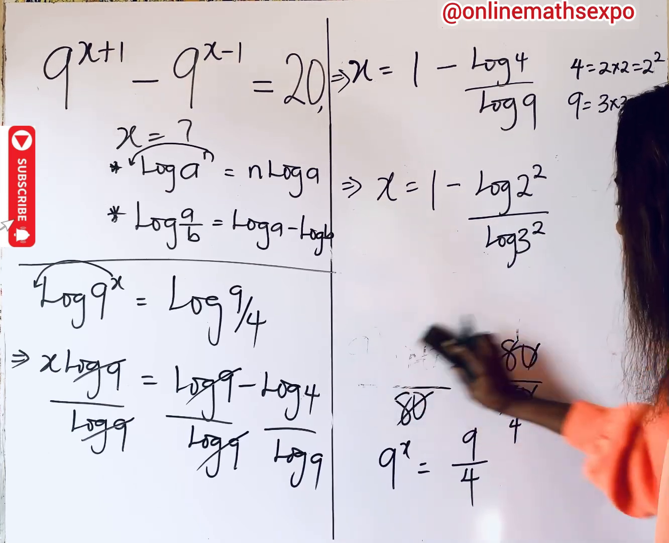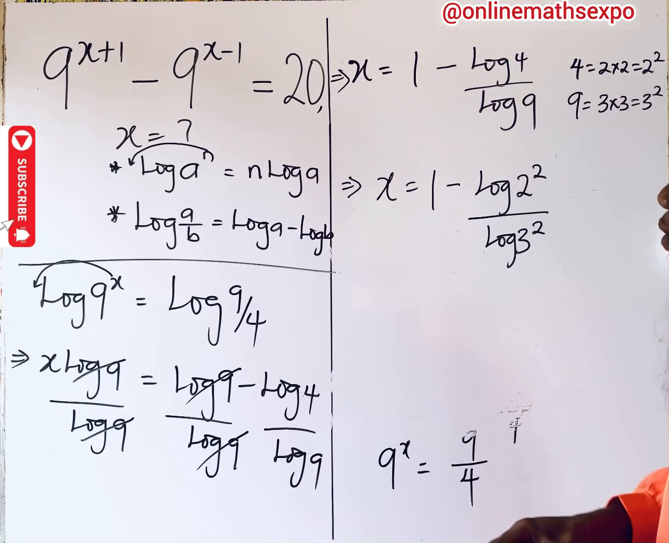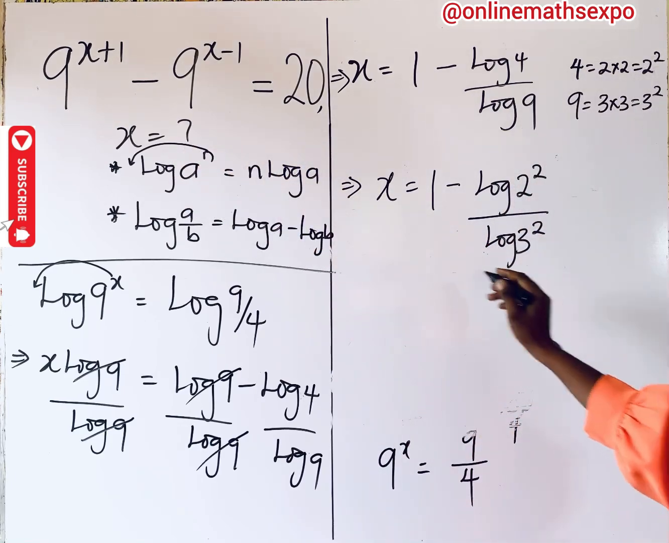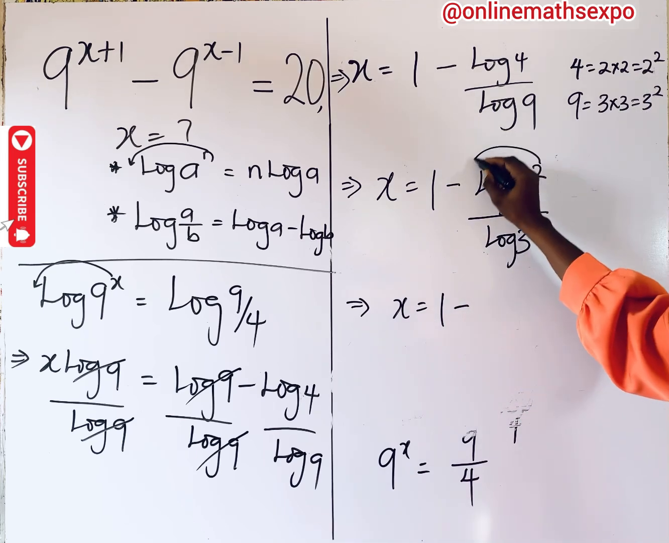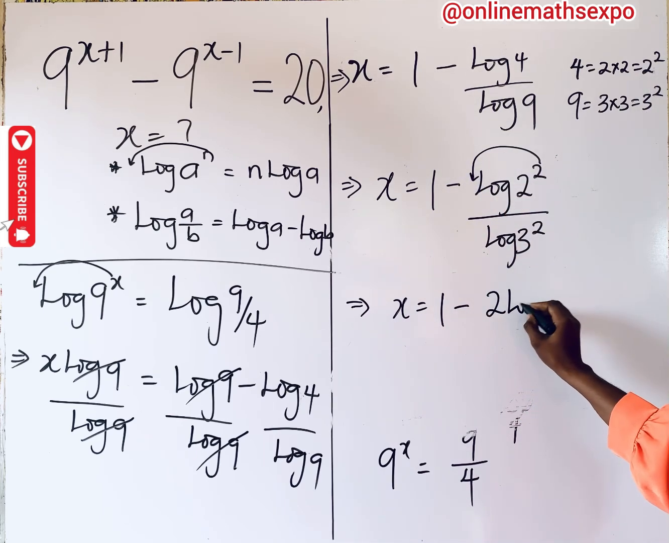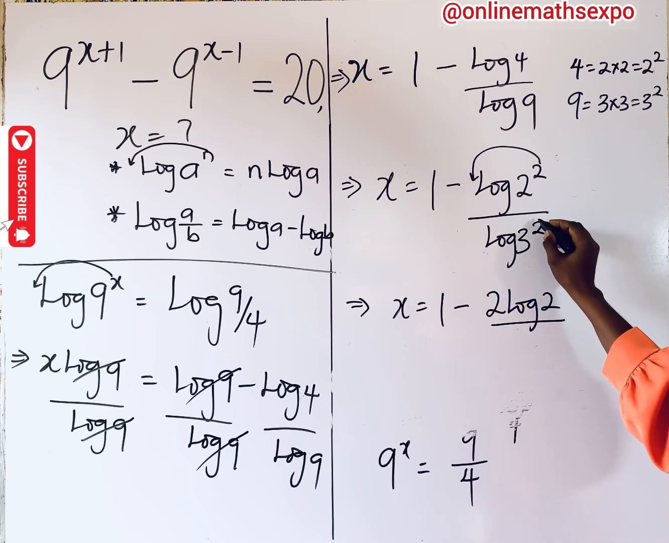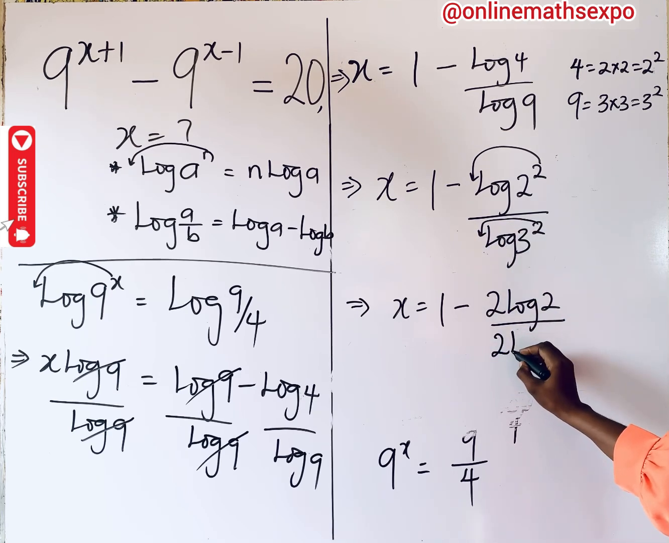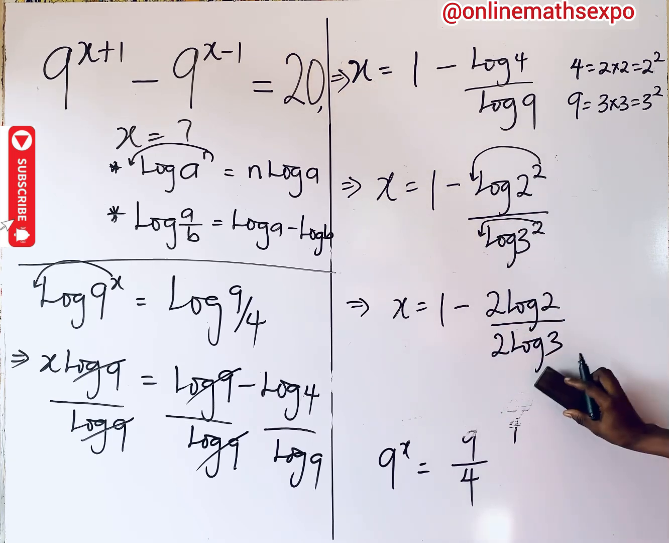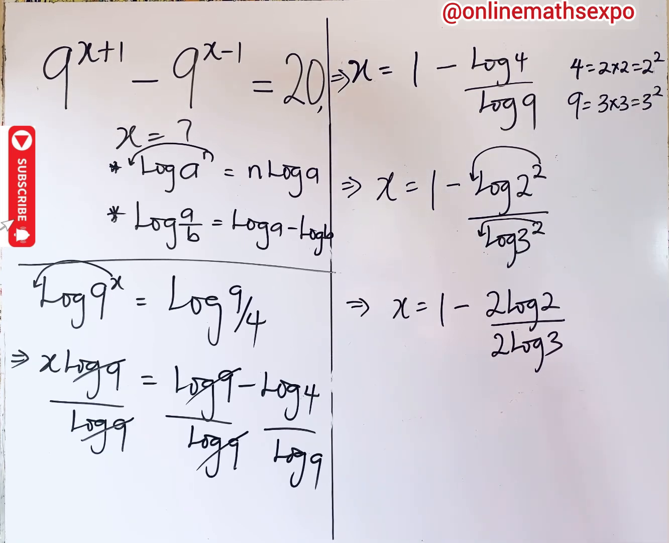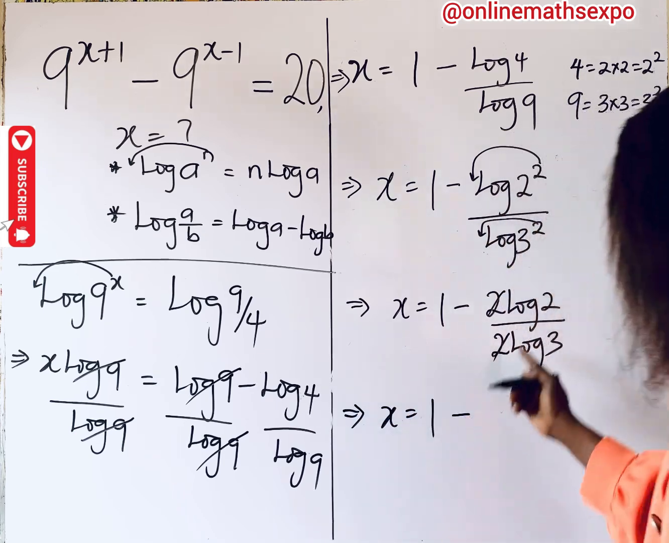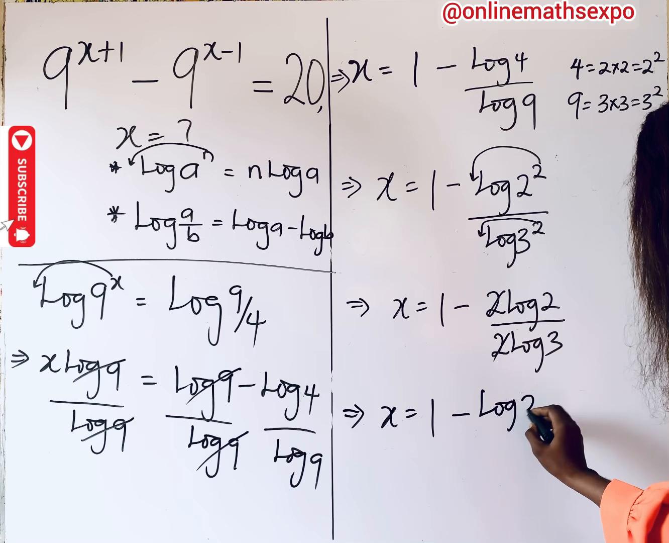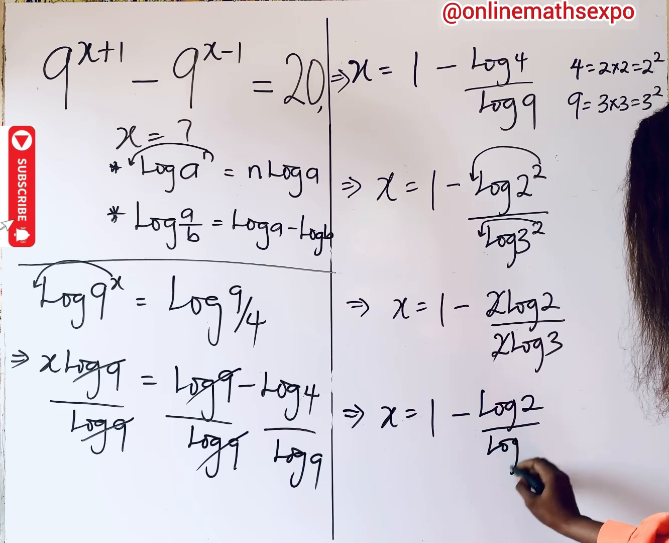So what do you do with this? Remember also this rule. We're going to have x is equal to 1 minus, this we multiply, we have 2 log 2 all over, this we multiply, we have 2 log 3. Did you see it? So what do you think happens? This can easily cancel this. There's no challenge there. So we are going to have x is equal to 1 minus log 2 all over log 3.